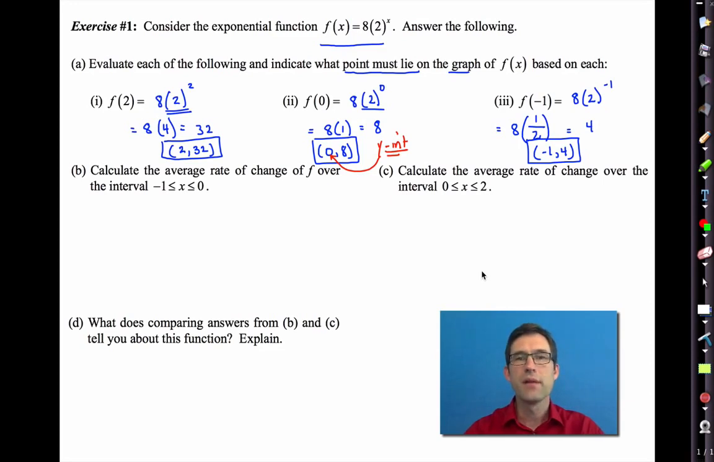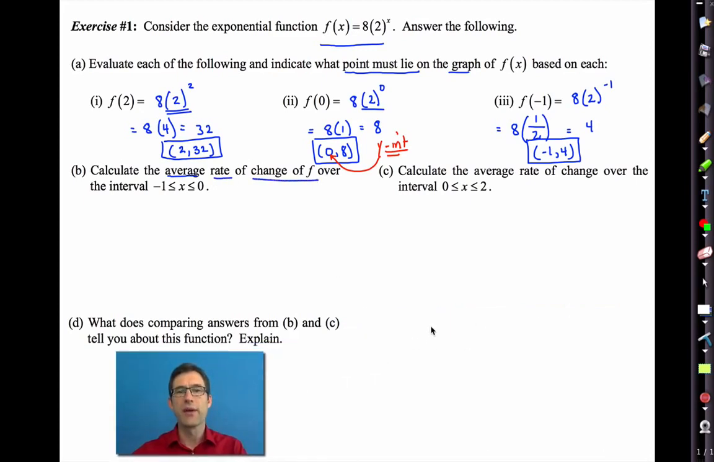All right, let's jump into something that we haven't done for a little while: average rate of change. Average rate of change, as we go from x equals a to x equals b, is just the slope formula. It's the y value at b minus the y value at a, divided by b minus a. This is just the change in the y values divided by the change in the x values.